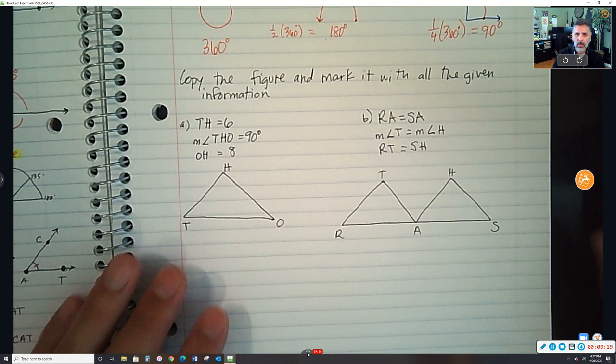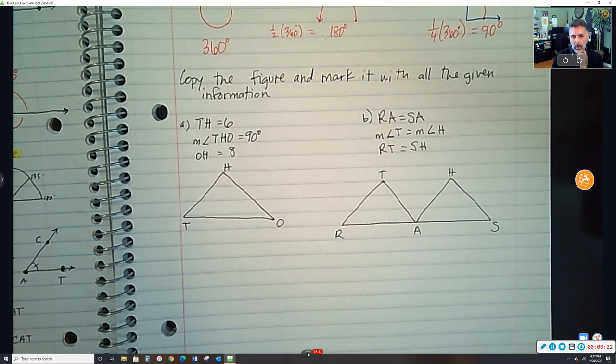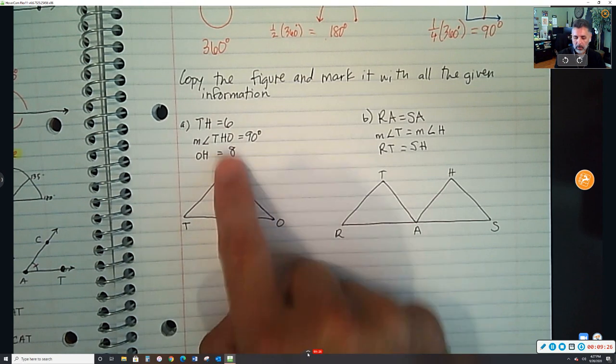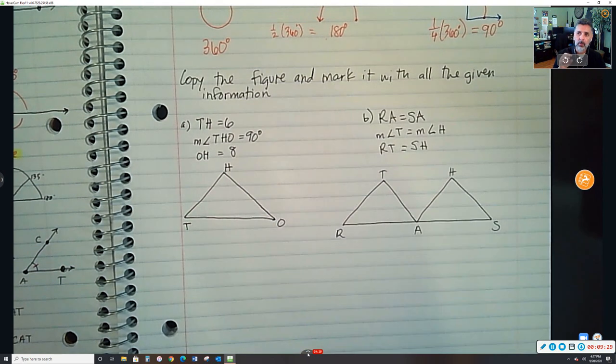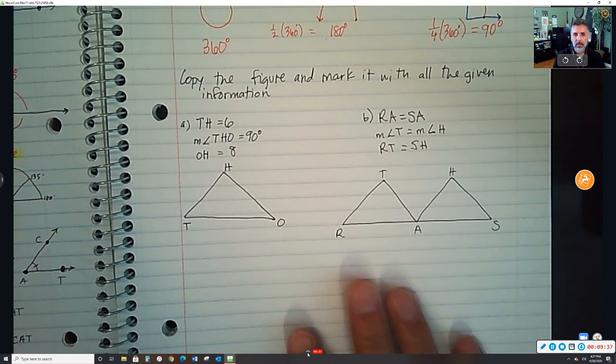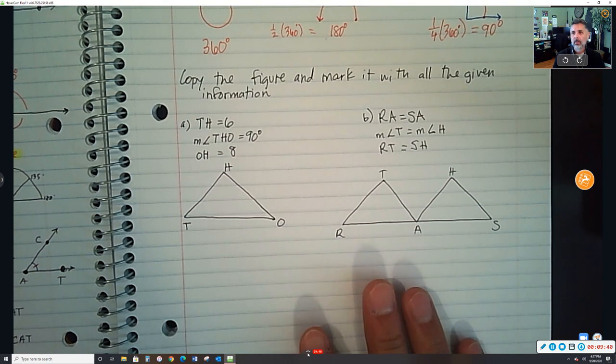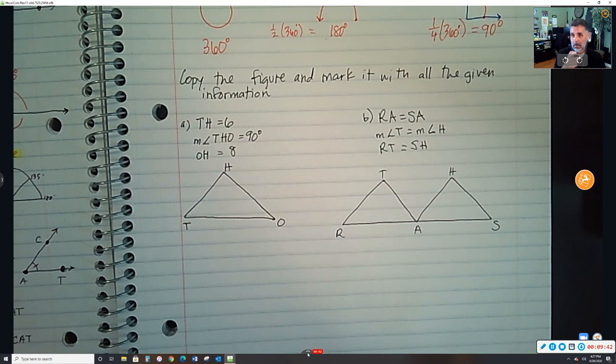So then this also comes up in today's assignment. It's basically marking diagrams with information, and you'll also be able to take out information from diagrams that have been marked. But I'll give you a second to copy these. Go ahead and pause it right now so you can copy it, and then unpause it so you can see how to work it out. Okay, so hopefully you copied it. I'm going to work through this.